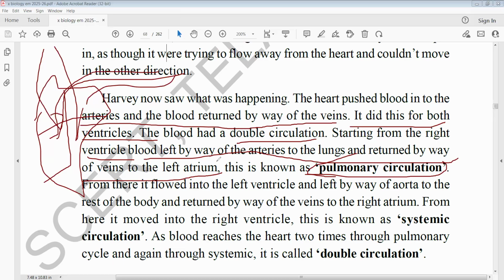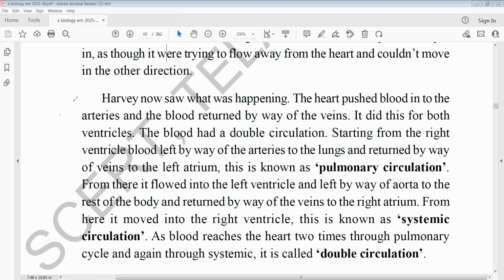So what does pulmonary circulation mean? From the right ventricle, blood is taken by way of the pulmonary artery to the lungs, and from the lungs it returns by veins to the left atrium. So now I will explain double circulation, the pulmonary circulation, according to him.